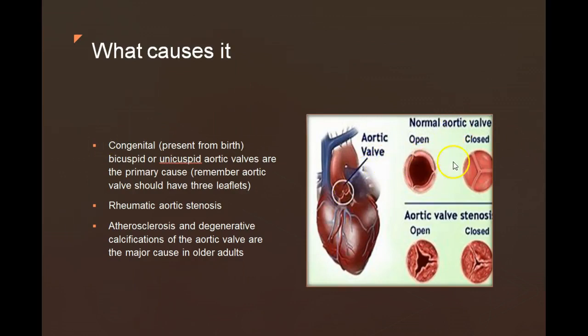Over on the right here, you can see on the top what a normal aortic valve should look like. When it's opened, you can see it's wide open, free flow. When it's closed, you have the three leaflets, kind of looks like a Y, and you have complete closure.